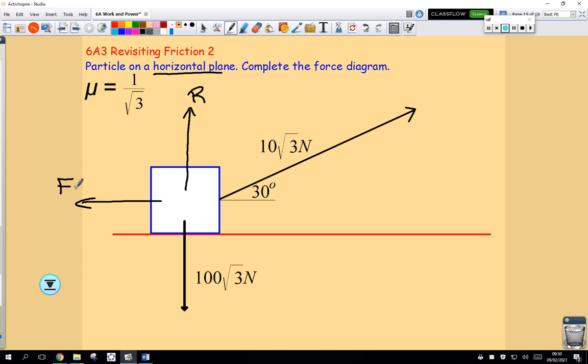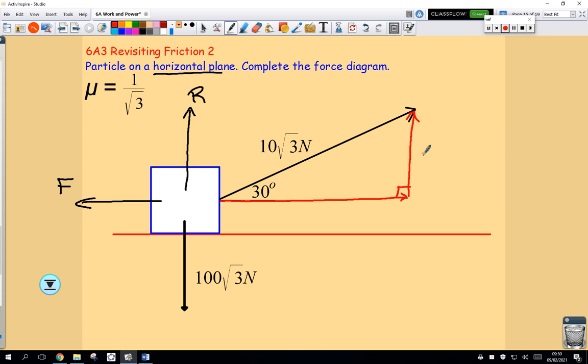Okay, now I'm going to see if I can work out values for this friction force and for this normal reaction. So what I'm going to do is try to resolve this tension force so that it's parallel and perpendicular to the plane. So I'm going to resolve this tension force here, parallel to and perpendicular to the plane. Okay, it's a little right triangle.